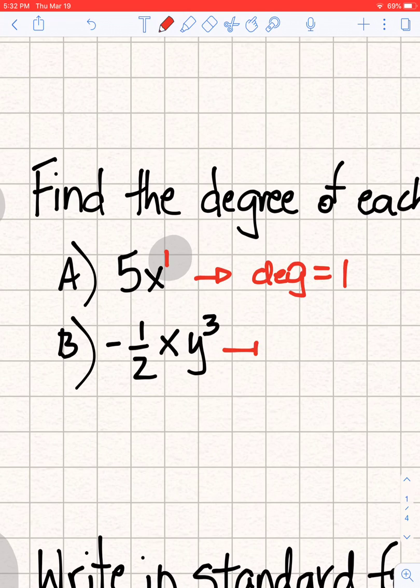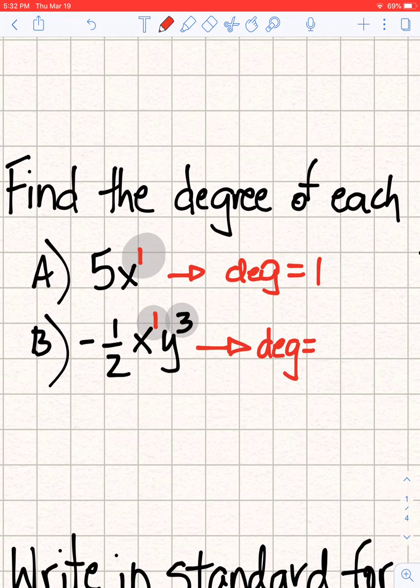Our second example. It looks possibly like a binomial because we see two variables, but in fact there's no plus or minus, so we still only have a monomial. But in this case, our degree has gotten larger. Now, you might think, oh, the degree is just 3 because we see the 3 there. But in effect, we actually have two variables here. And so we have to remember that there is a 1 there. In this case, we're going to add those two exponents together and get a degree of 4.